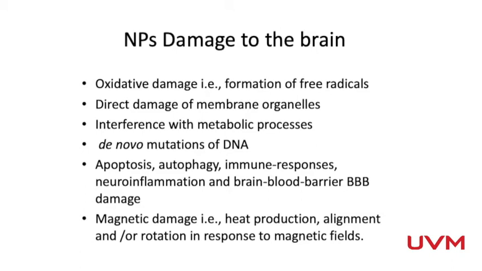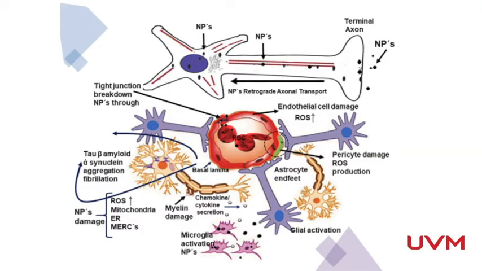Now, let's talk a bit about the magnetic damage, because that is a bit different from the others. The magnetic particles are capable of producing heat in response to magnetic fields. And we are also surrounded by magnetic fields. We carry our powerful cell phones, we are in a Wi-Fi environment, etc. And so those magnetic particles can move, can produce heat, and therefore the damage could also be extensive.